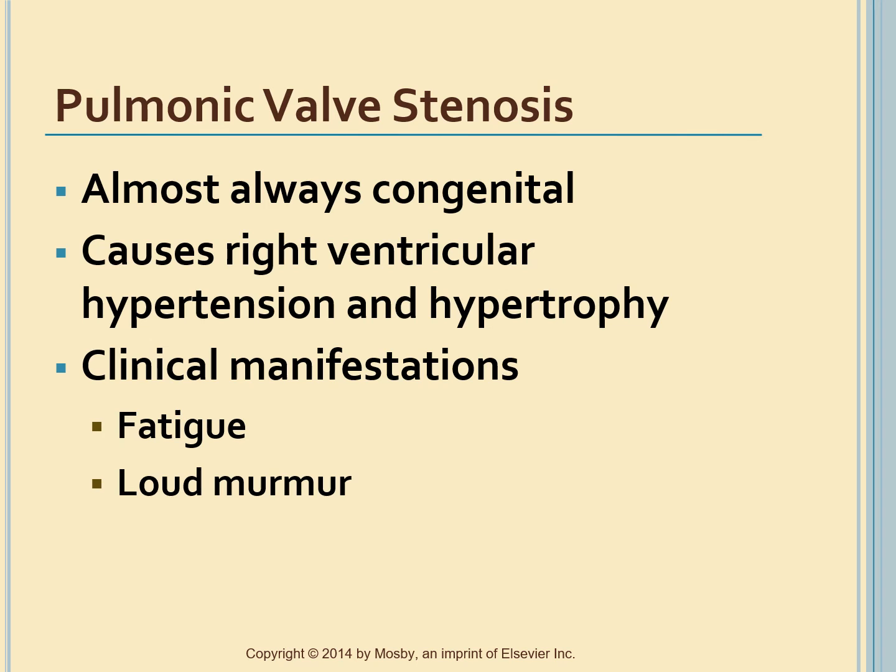Pulmonic stenosis is almost always congenital. And again, we see this in the tetralogy of Fallot, which we talked about with the congenital heart disease. Pulmonic valve stenosis can cause right ventricular hypertension and hypertrophy, and we wind up with clinical manifestations of fatigue and a very loud murmur.